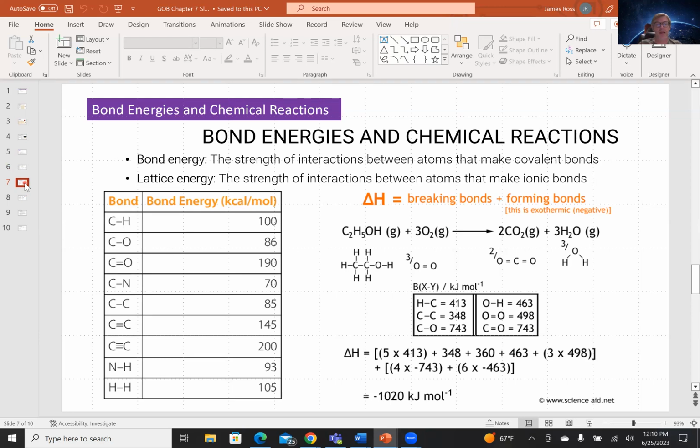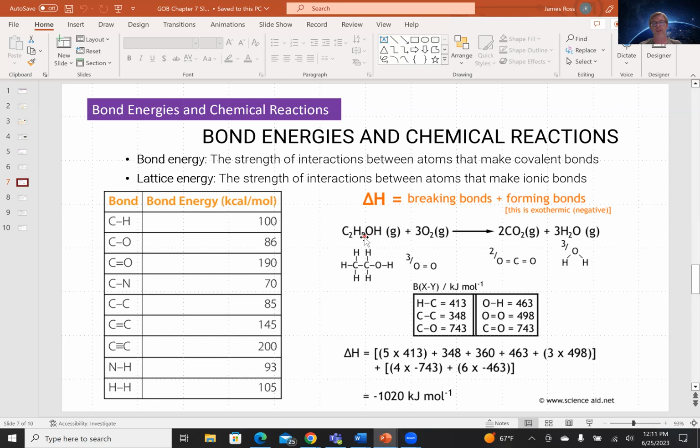Okay, in this slide, we're going to look at bond energies and chemical reactions. So here we have some bond energies listed. These are not something you'd have to memorize. If ever you have to calculate an enthalpy based on bond energies, the bond energy values will be provided to you.